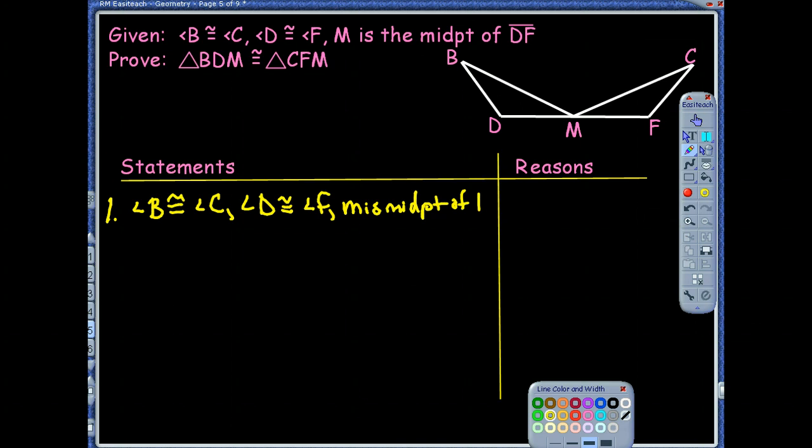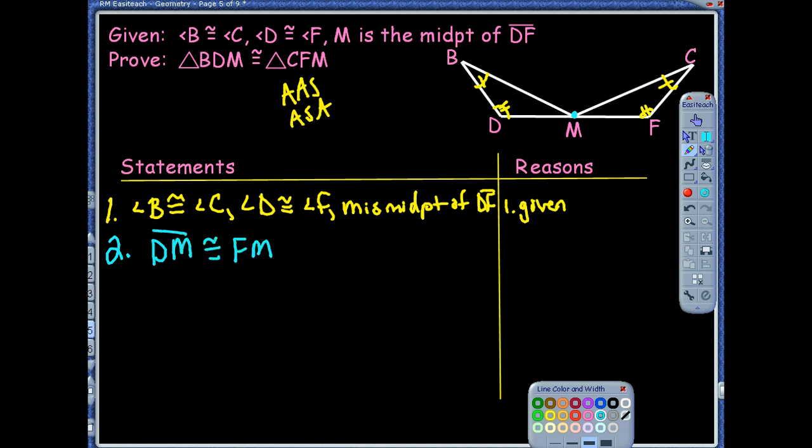Since we're proving congruent triangles, that means we're going to have either angle-angle-side or angle-side-angle as my reasons. Let's label them: angles B and C, and we also said D and F. The other thing I'm noticing is that M is given as a midpoint of segment DF. So we know some things about midpoints. I'm going to say segment DM is congruent to segment FM, and my reason for that is the definition of midpoint.